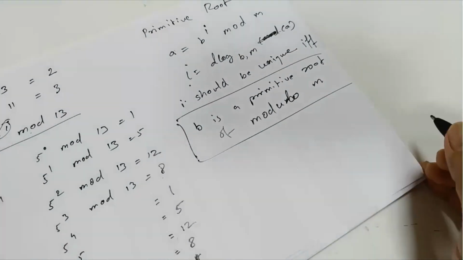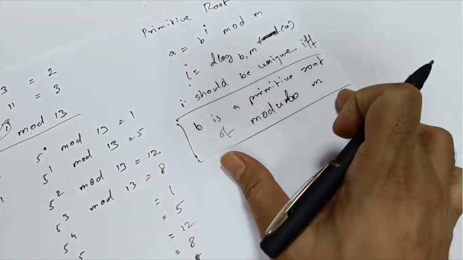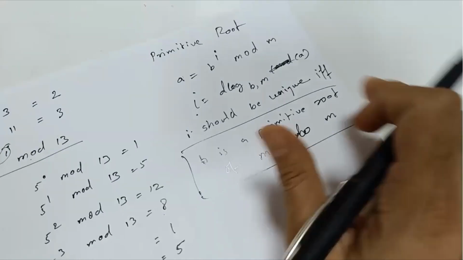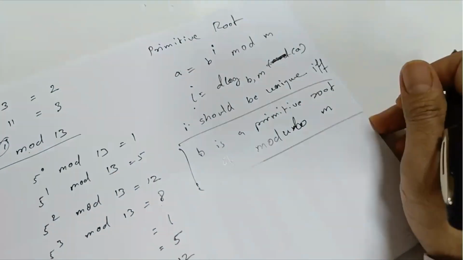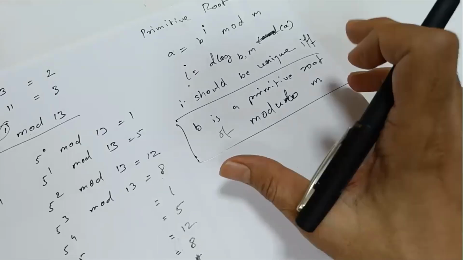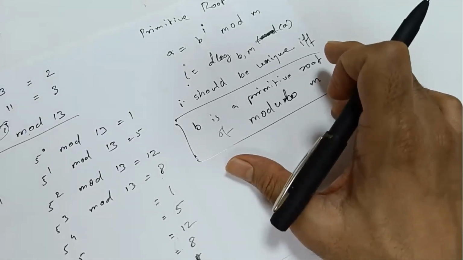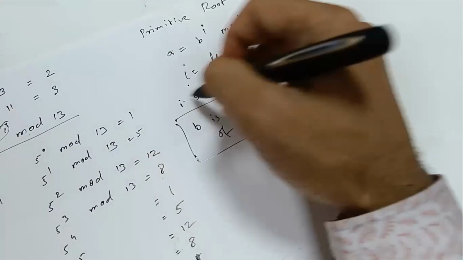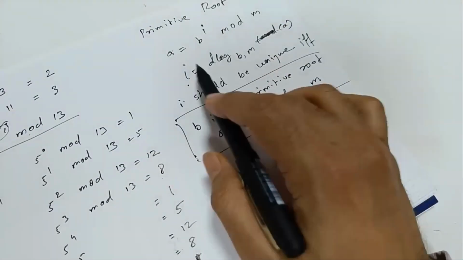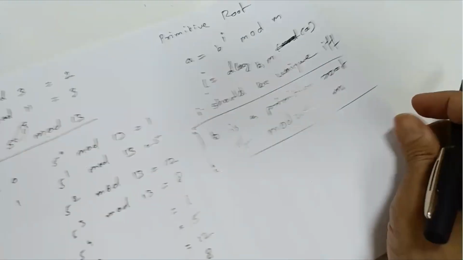Okay, so what does this condition mean? First of all, let us find out what primitive root means, and when you find out what a primitive root is, it satisfies the condition that i can be unique. So let us find out how the primitive root is calculated.